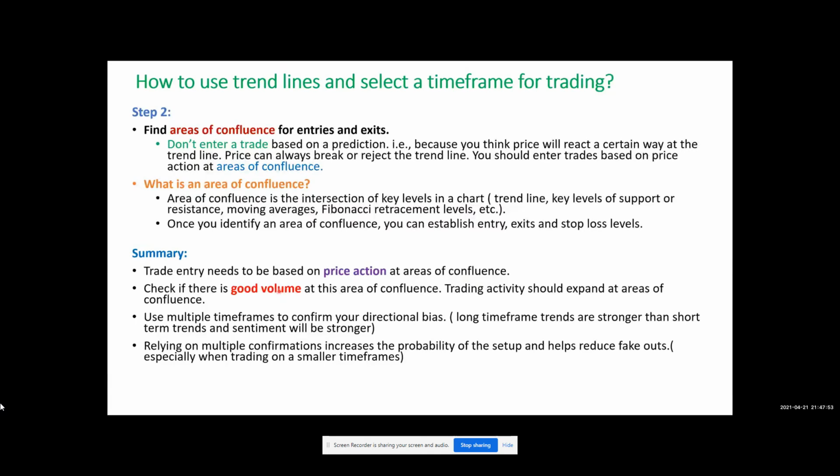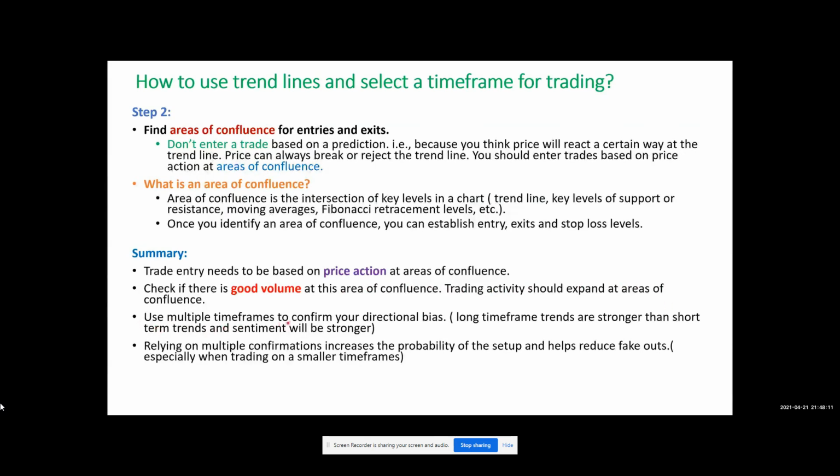It's the same on anything. It can be a stock, it can be an option, it can be anything, right? Whatever it is, you need volume, or else whatever demand is created is just artificial. All right. So check if there's good volume at this area of confluence. Trading activity should expand at the areas of confluence.